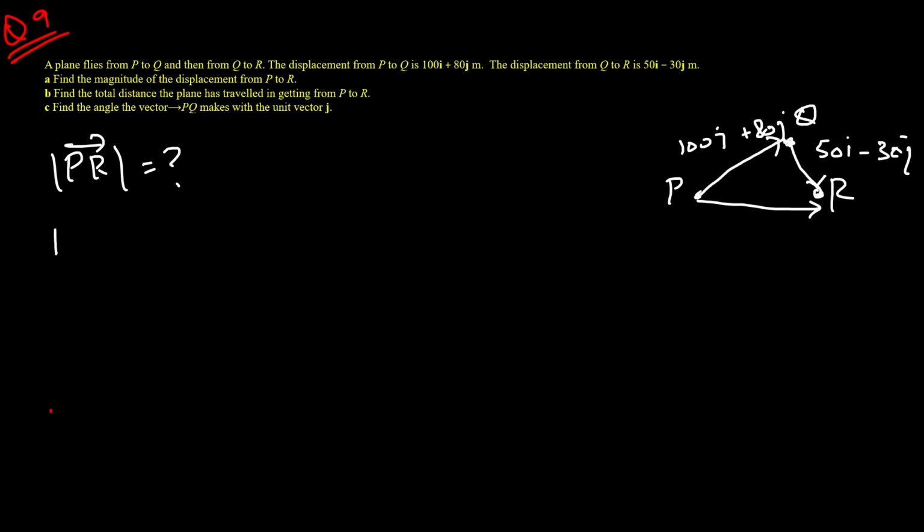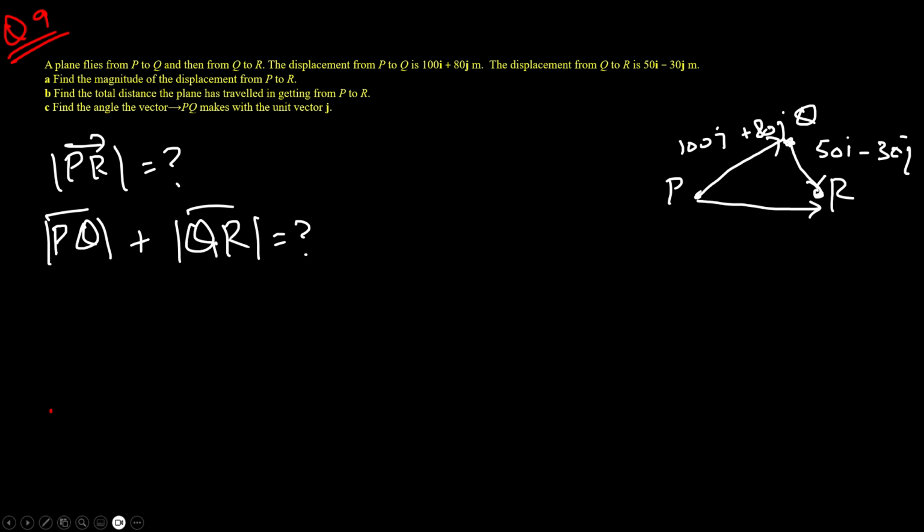What we have to find is the magnitude of the displacement PQ, then add to it the magnitude of the displacement QR. That's the second part. And also find phi, the angle the vector PQ makes with the unit vector j, the vertical axis.